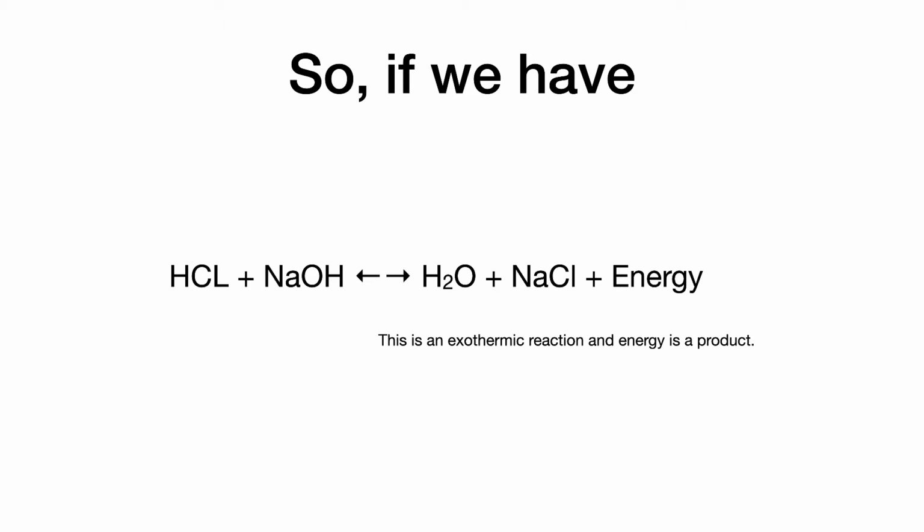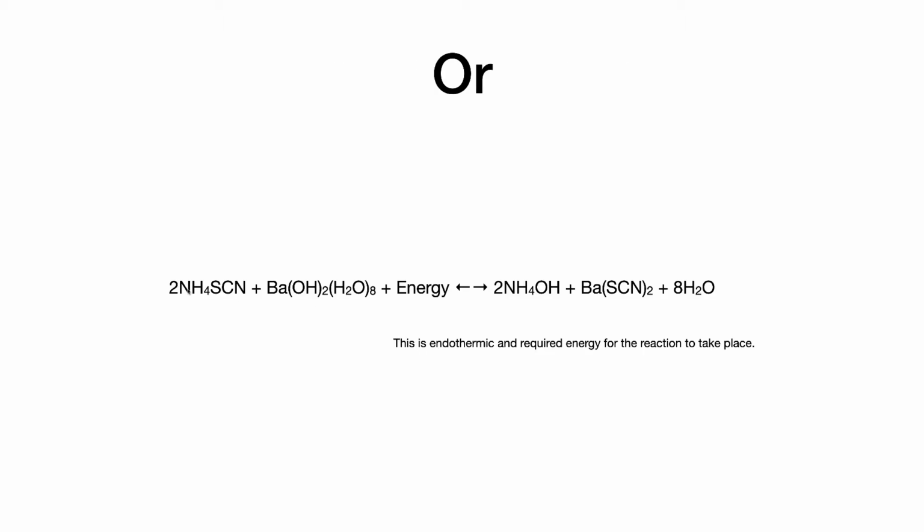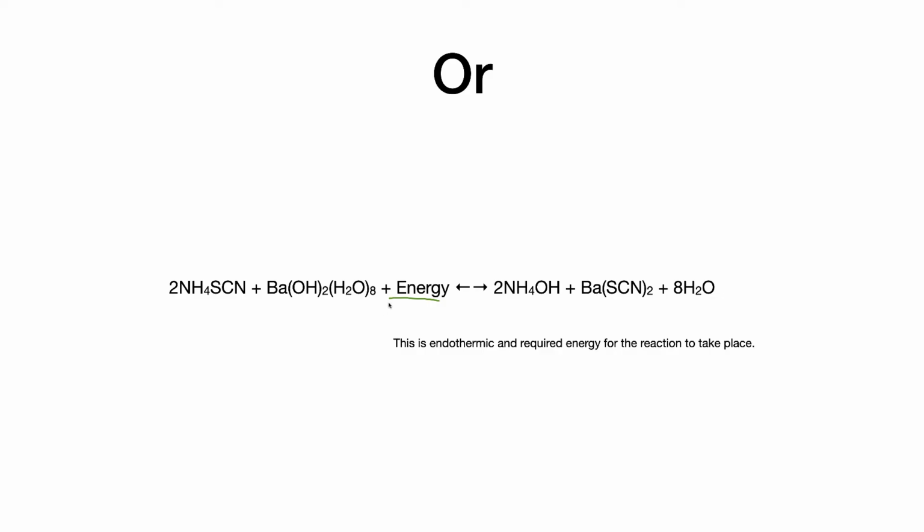All right? Now, here's another equation, but you'll notice that energy is over here on the reactant side. This screen is going to drive me crazy until I figure out how to really use it. Sorry. So when you have energy on the reactant side, that means that it's endothermic. Okay? We'll have to remember that for later on.